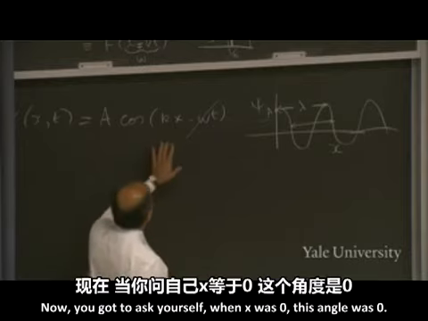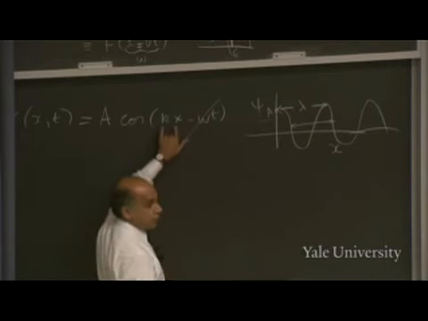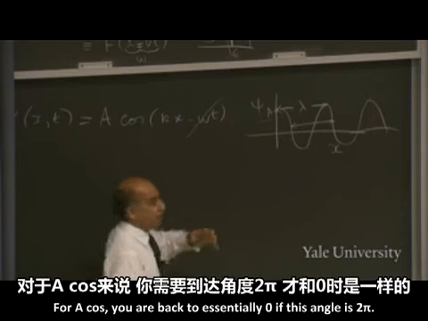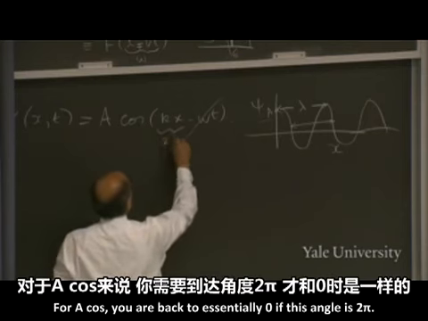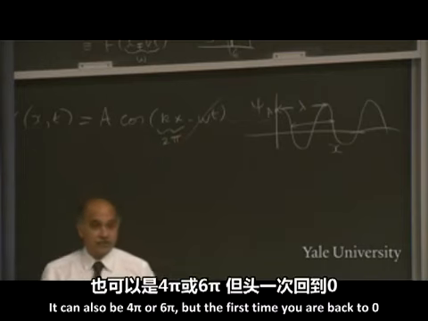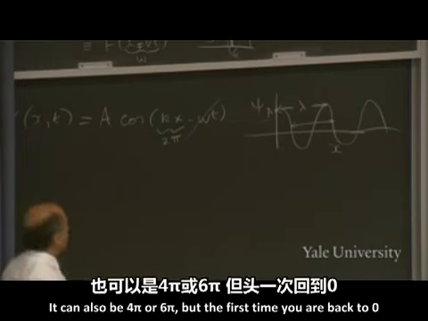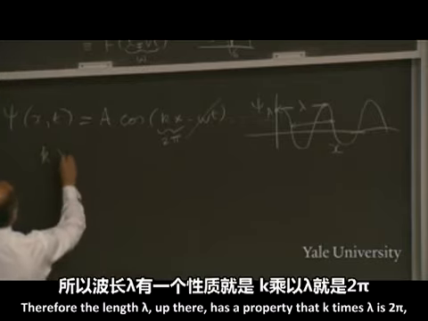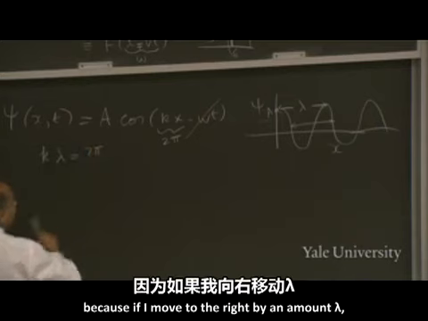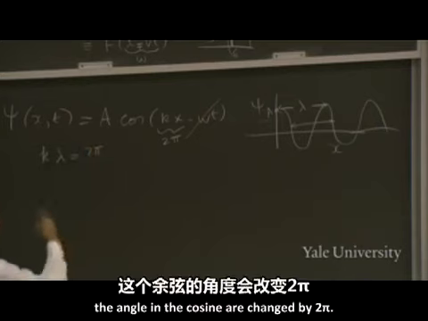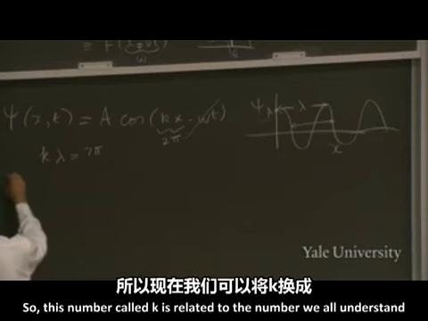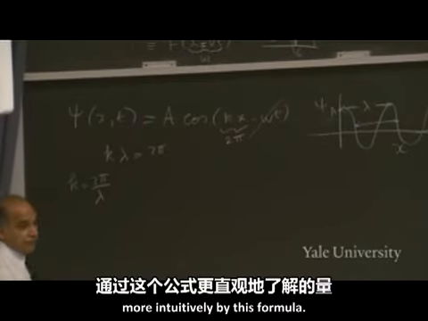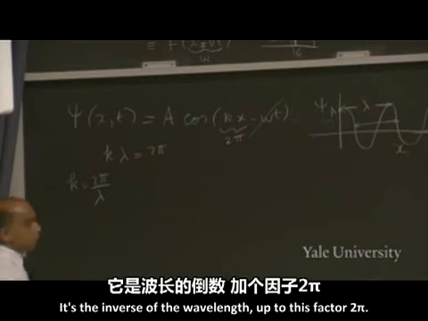Now you got to ask yourself, when x was 0, this angle was 0. I got to increase x till it's come back to what's essentially 0. For a cosine, you're back to essentially 0 if this angle is 2 pi. It can also be 4 pi or 6 pi, but the first time you're back to 0 is when it's 2 pi. Therefore, the length lambda up there has the property that k times lambda is 2 pi, because if I move to the right by an amount lambda, the angle in the cosine has changed by 2 pi. So this number called k is related to the number we all understand more intuitively by this formula. It's the inverse of the wavelength up to this factor 2 pi.